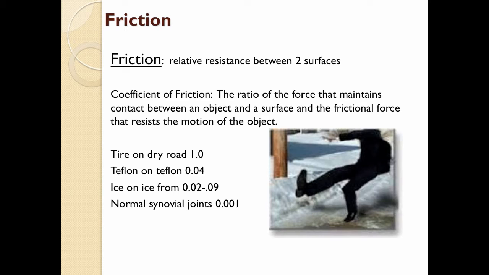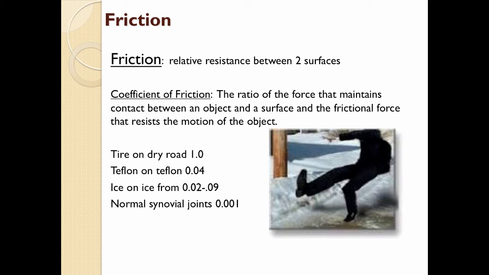So a tire on the road has a 1.0 coefficient of friction. Teflon on Teflon, fairly slick, 0.04. And then ice on ice we think of being really slick, so that's 0.02 to 0.09. And then a normal synovial joint, though, has a really low coefficient of friction. It's at 0.001. So that produces little friction between our joints.